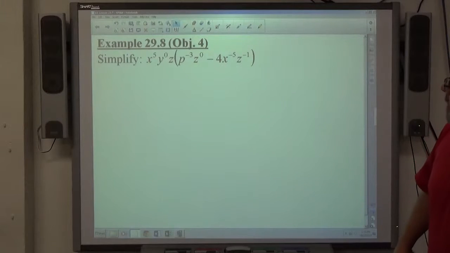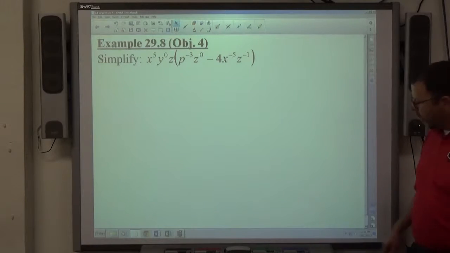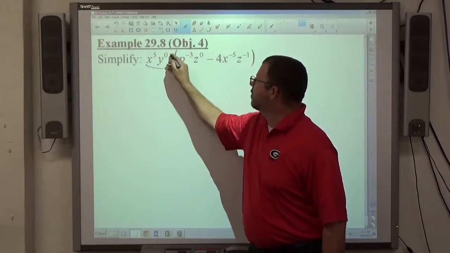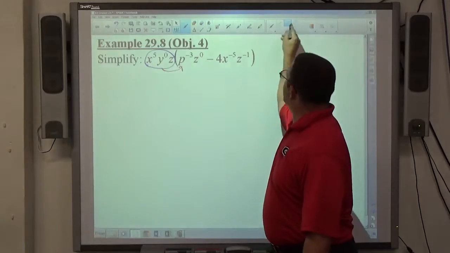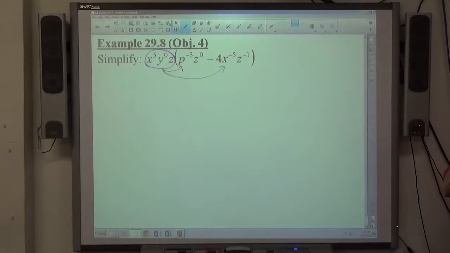All right, example 8: simplify x to the 5th, y to the 0, z times p to the negative cube, z to the 0, minus 4x to the negative 5th, z to the negative 1st. All right, what I have here is a structure of a single object outside being multiplied by the first object and the second object. As of right now, we haven't learned the division rule of power, so we're going to pretend that doesn't exist. So we're going to have to do it this way.